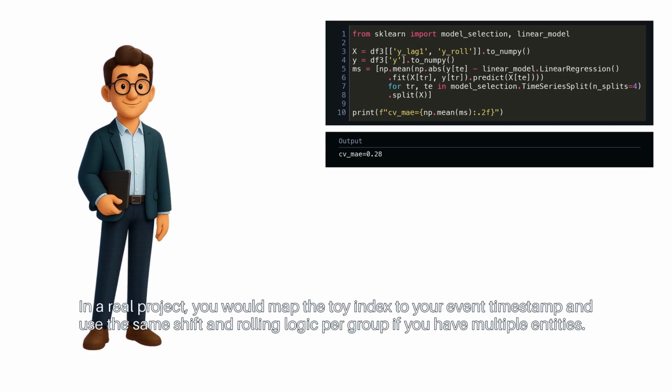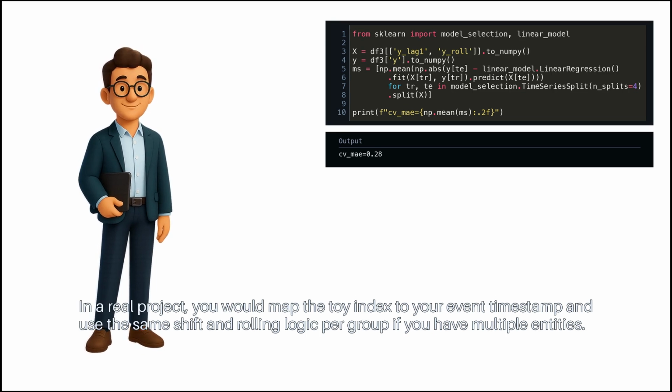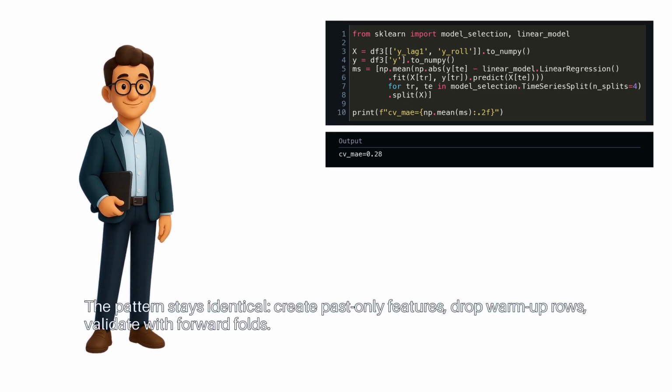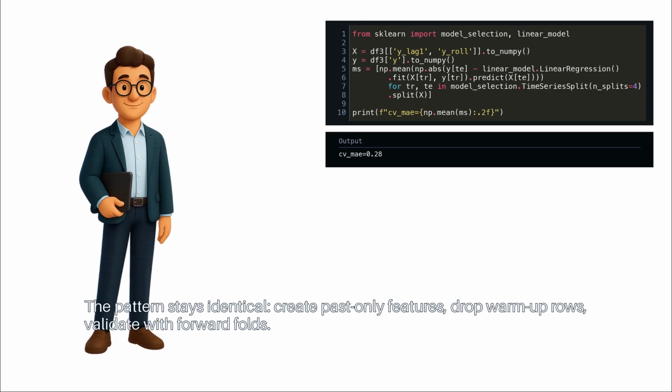In a real project, you would map the toy index to your event timestamp and use the same shift and rolling logic per group if you have multiple entities. The pattern stays identical. Create past-only features, drop warm-up rows, validate with forward folds.